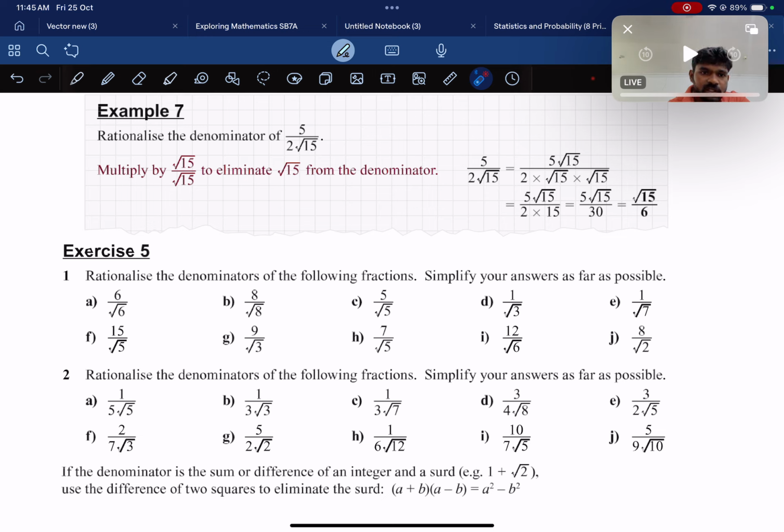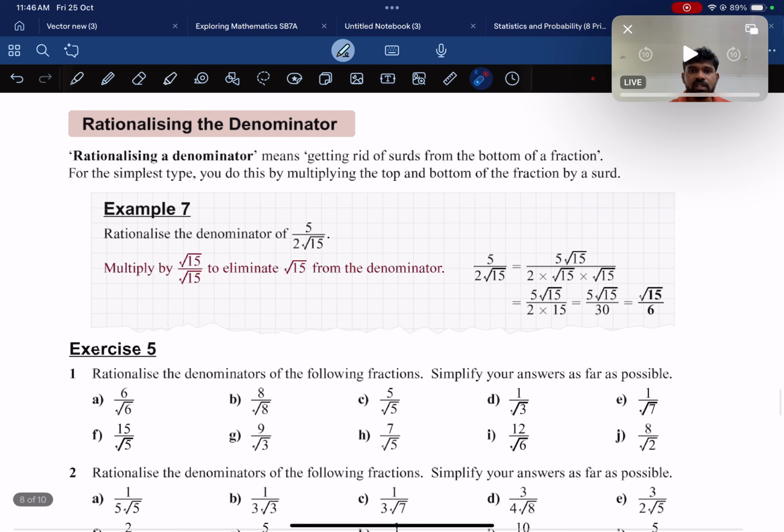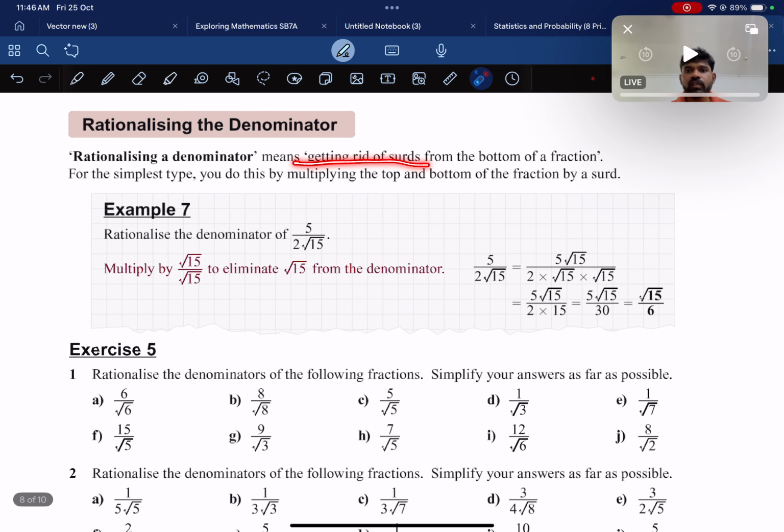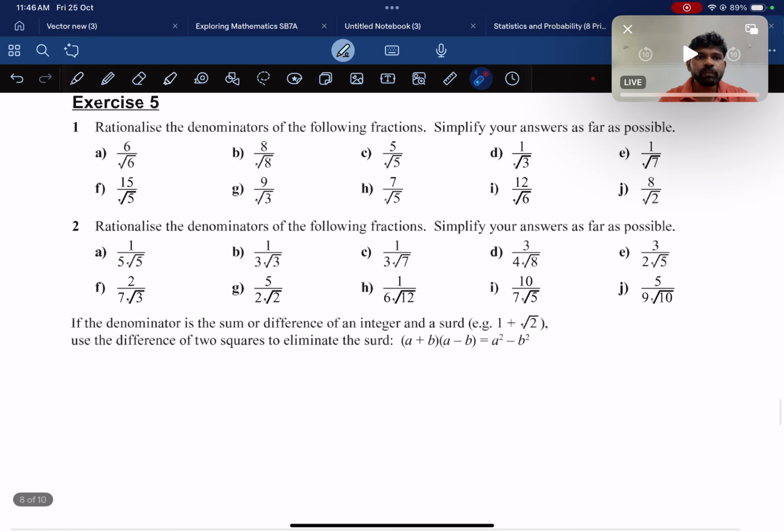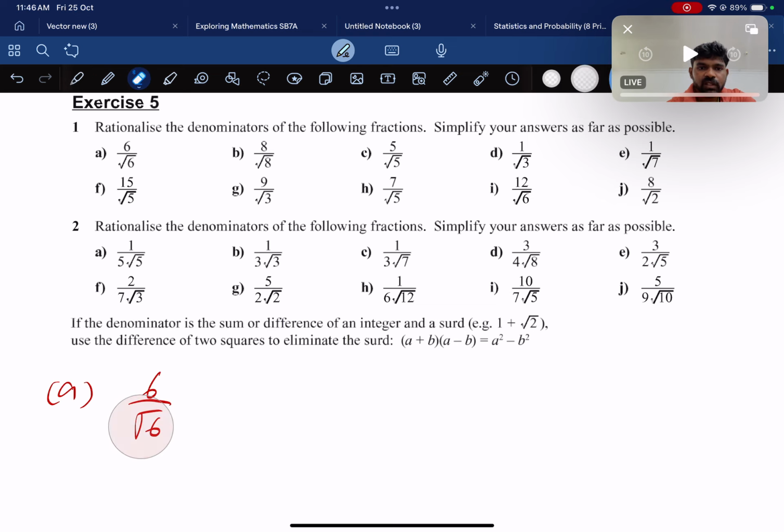By the way, here it is 6 divided by root of 6, right? This is the question where root of 6, a surd, is there in our denominator. So we need to rationalize it. We need to remove the surd value from the denominator. Rationalization means removing or getting rid of the surd value from the bottom, the denominator, right? So let me explain what it means and how it works. So we have 6 divided by root of 6.